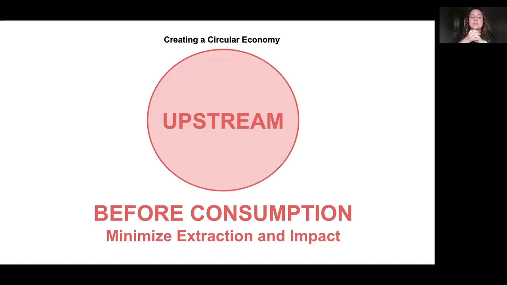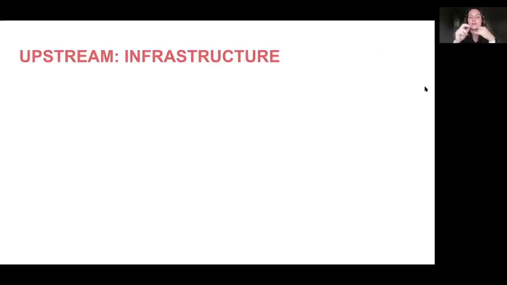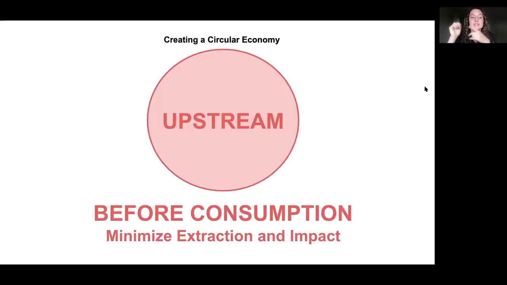So we need to redesign a system that minimizes extraction of natural resources and impact on the environment by figuring out solutions before the resources are even mined and before the products are even made. So in this section, we're going to look in our toolbox, and we're going to see how we can use each of our 4 tools, so infrastructure, legislation, product design, and consumer behavior, at the upstream stage.